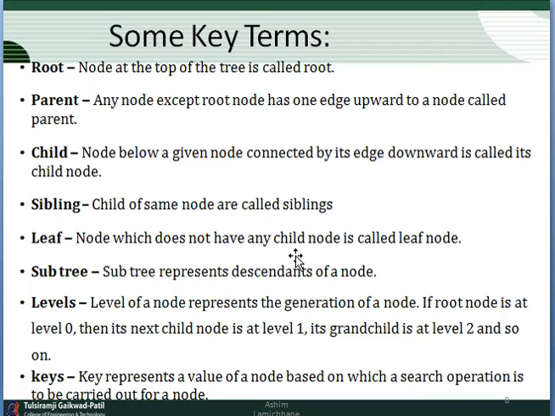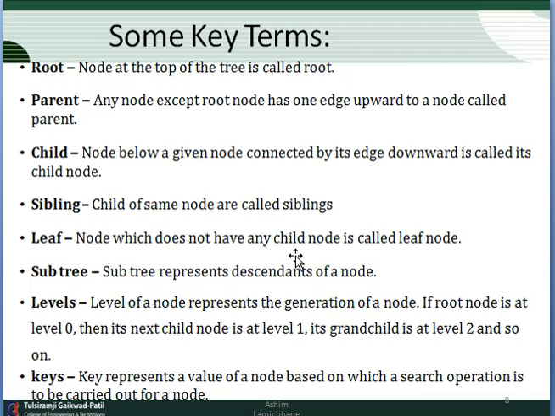root. As I already discussed, root is the node which is at the top of the tree, called the root node. Parent node is any node except the root node that has one edge upward to a node called parent. The nodes that have certain children are called parent nodes.